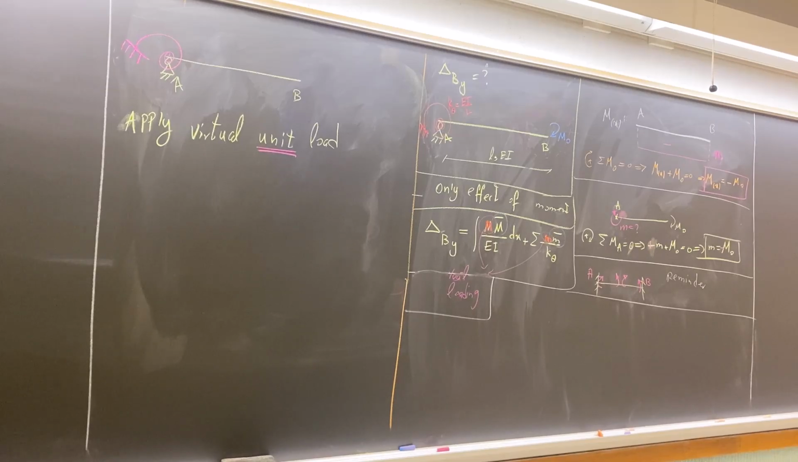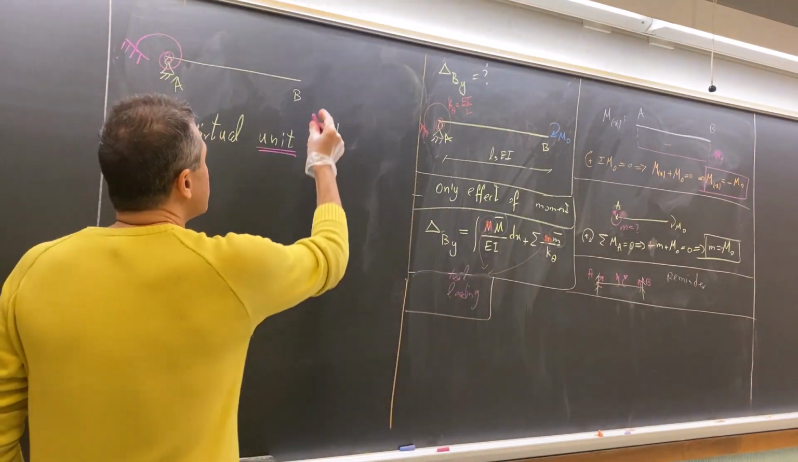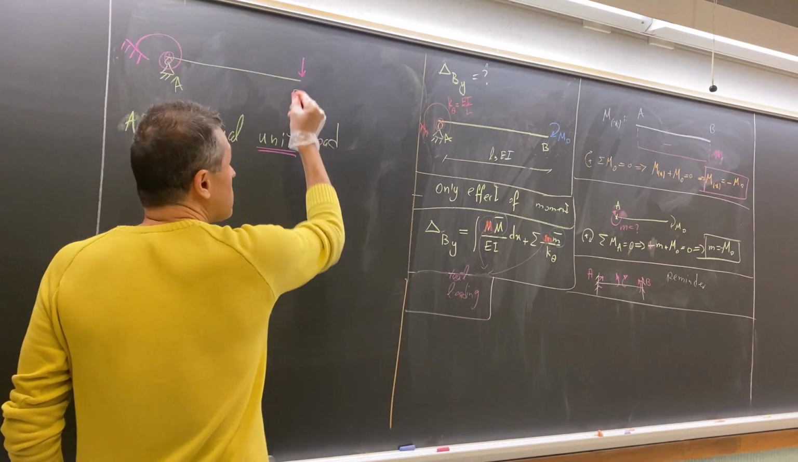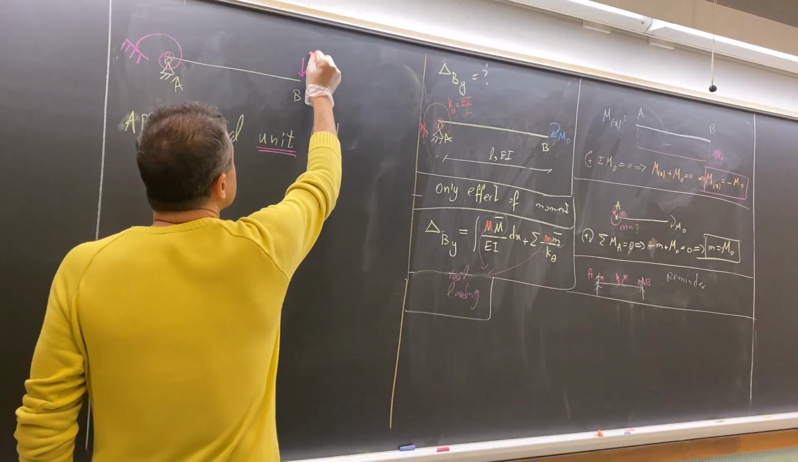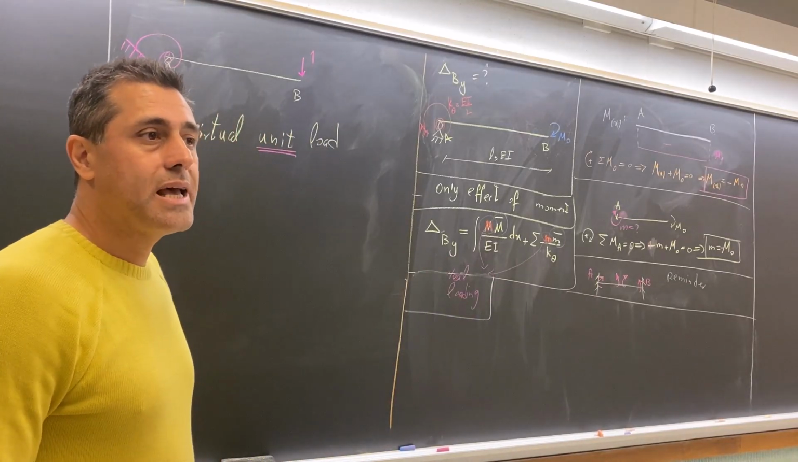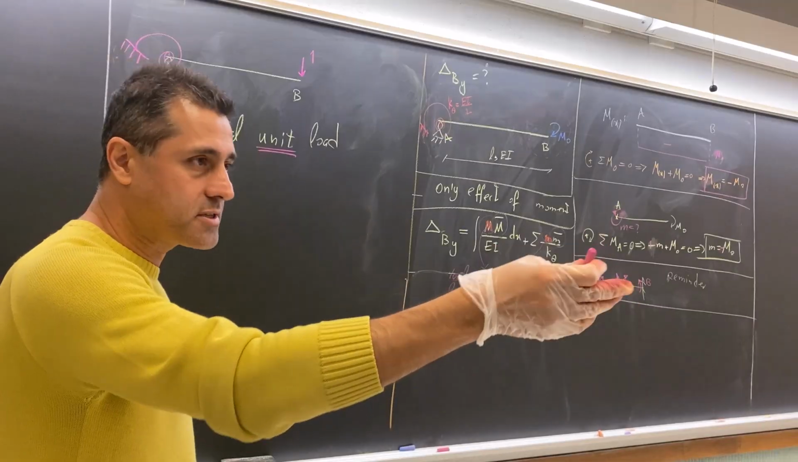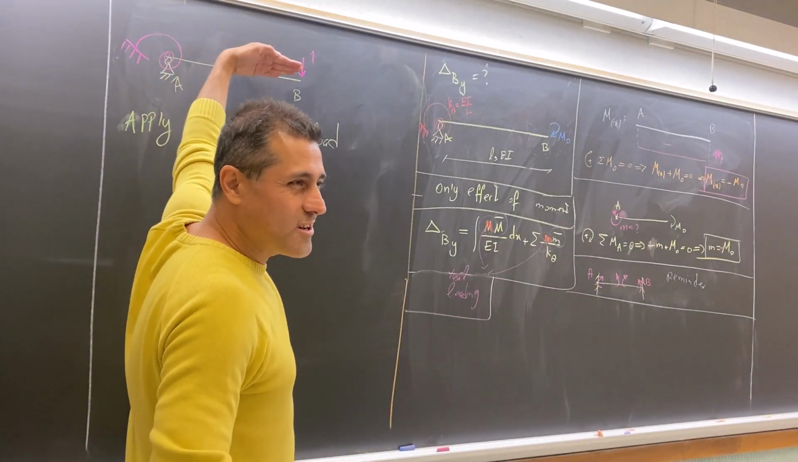What is this question asking for? Displacement of B, in terms of Y. Displacement at point B, horizontal or vertical? Vertical. So I go in the same direction. Displacement at point B, vertical. If it was displacement at point B, horizontal, you would have to draw your unit load horizontally.